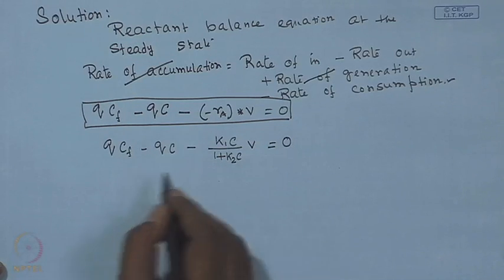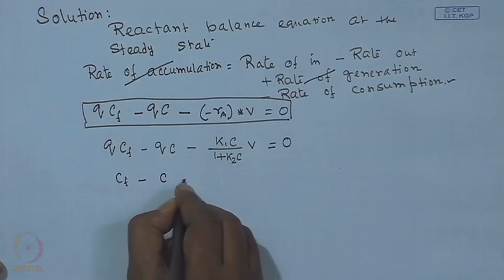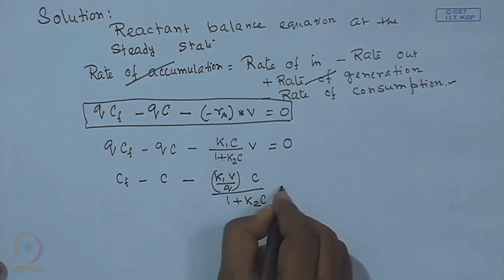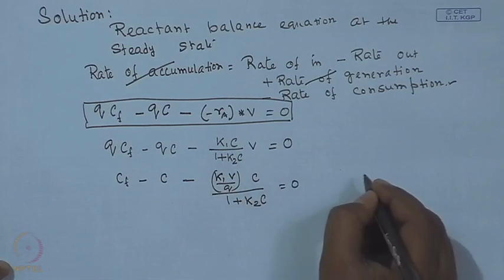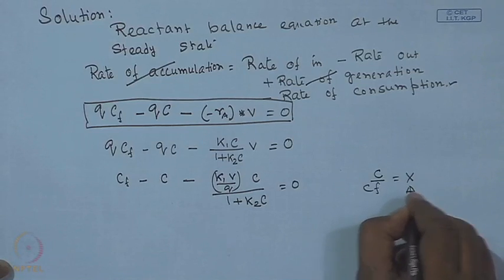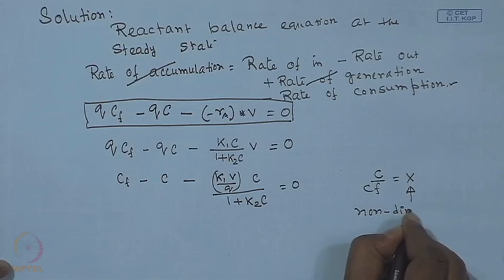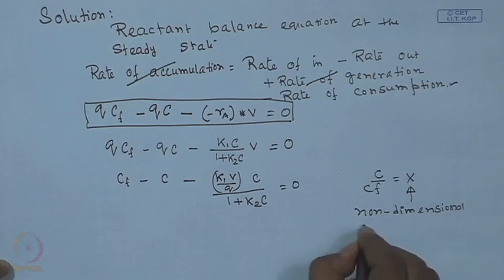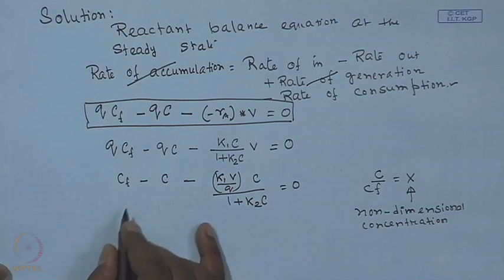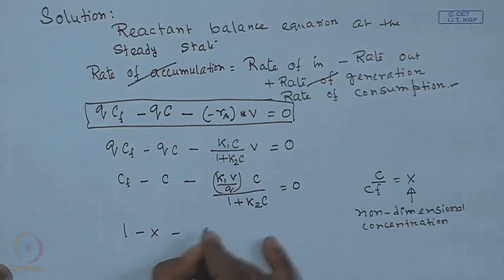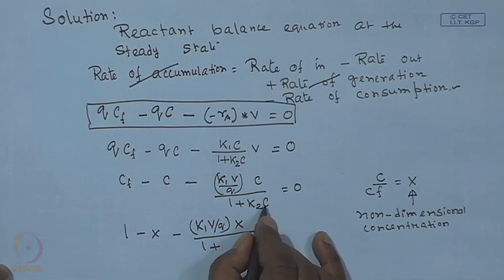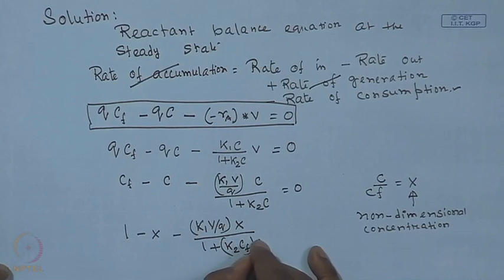Then we divide both sides by Q. So, Cf minus C is equal to K1 V over Q times C divided by 1 plus K2 C. Now, we make the concentration non-dimensional by dividing C by Cf, and we call this quantity the non-dimensional concentration X. This X is nothing but a non-dimensional concentration, non-dimensionalized with respect to feed concentration. So, this will be 1 minus X minus K1 V over Q times X divided by 1 plus, we make this also non-dimensional, K2 times Cf multiplied by X.